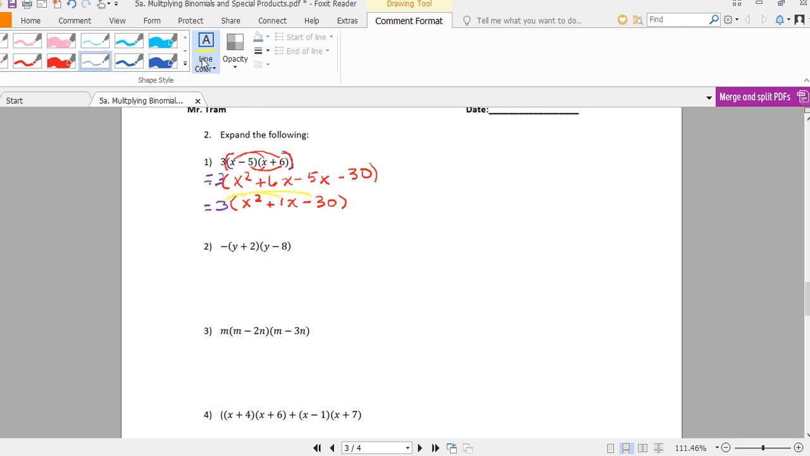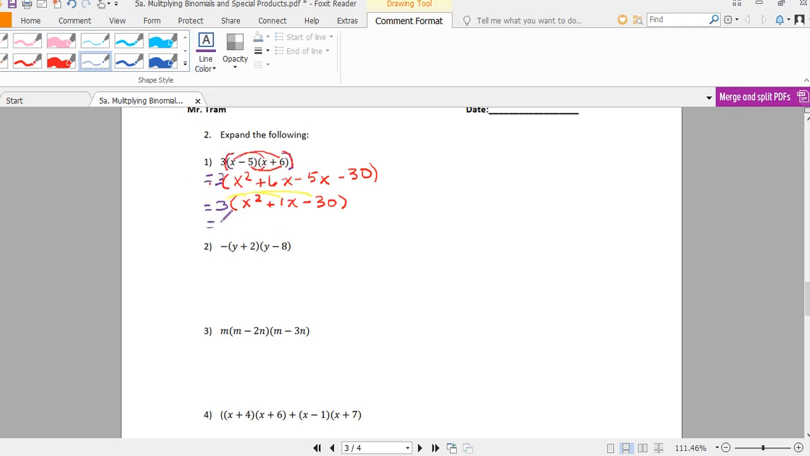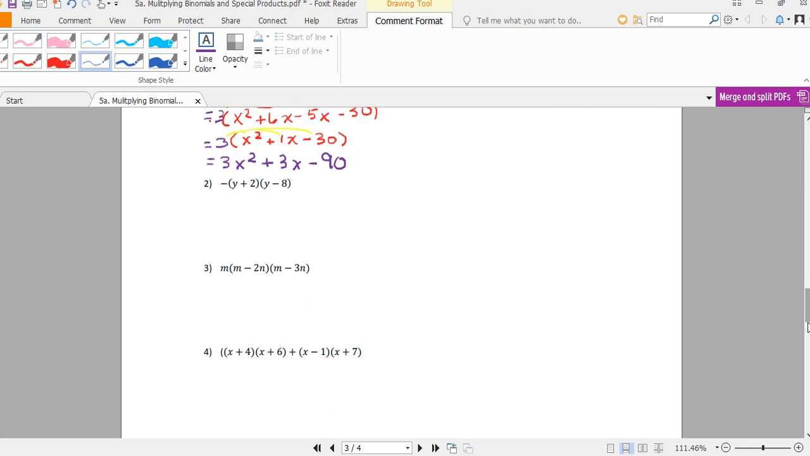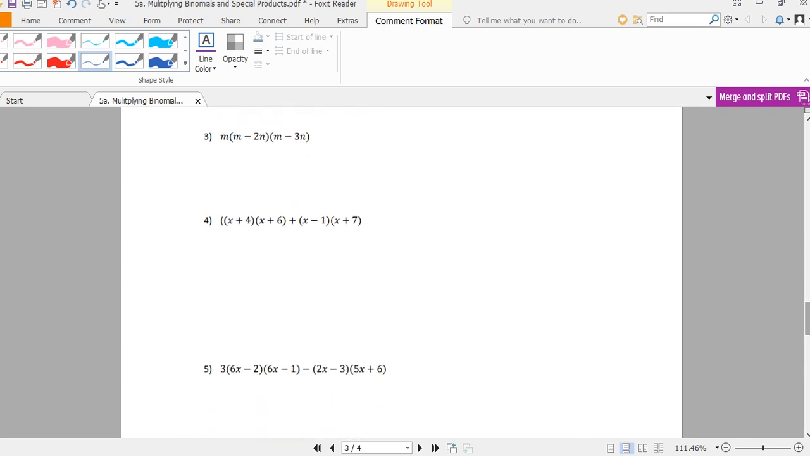Okay? So then what would we get here? We would get equals 3x squared plus 3x, and then 3 times negative 30 is negative 90. And here you have it. You're done. Now I'm going to do one more, then I'll leave you guys alone. And that's one of these ones. There's 2 at the bottom, and you will have a couple of these in the homework questions, but don't be intimidated by them.